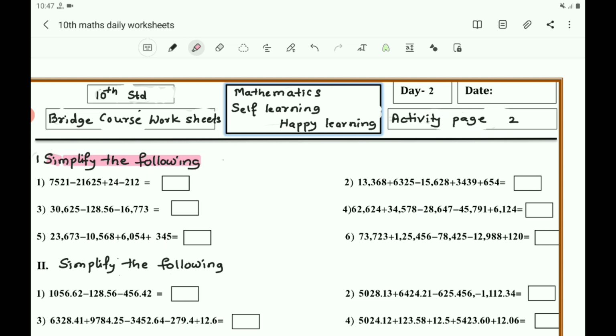Here what you have to do? I will give the hint. First you find the sum of the positive numbers and find the sum of the negative numbers, and next see the sign of the bigger number and see the sign of the smaller number. Here they are having different signs, because two negative signs are there.